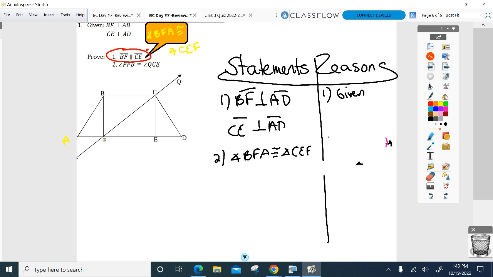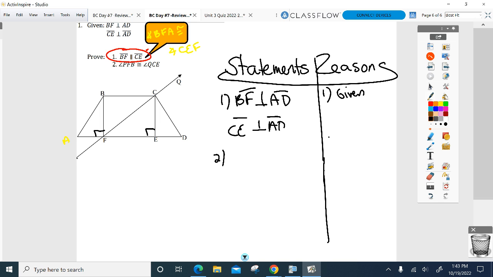So why did they tell me those lines were perpendicular? What do they want me to put at BFA and CED or CEF? Yeah, darn right. That's why they gave it to me, to tell you that's a right angle and that's a right angle. And what do we know about angles that are right angles? All right angles are congruent.